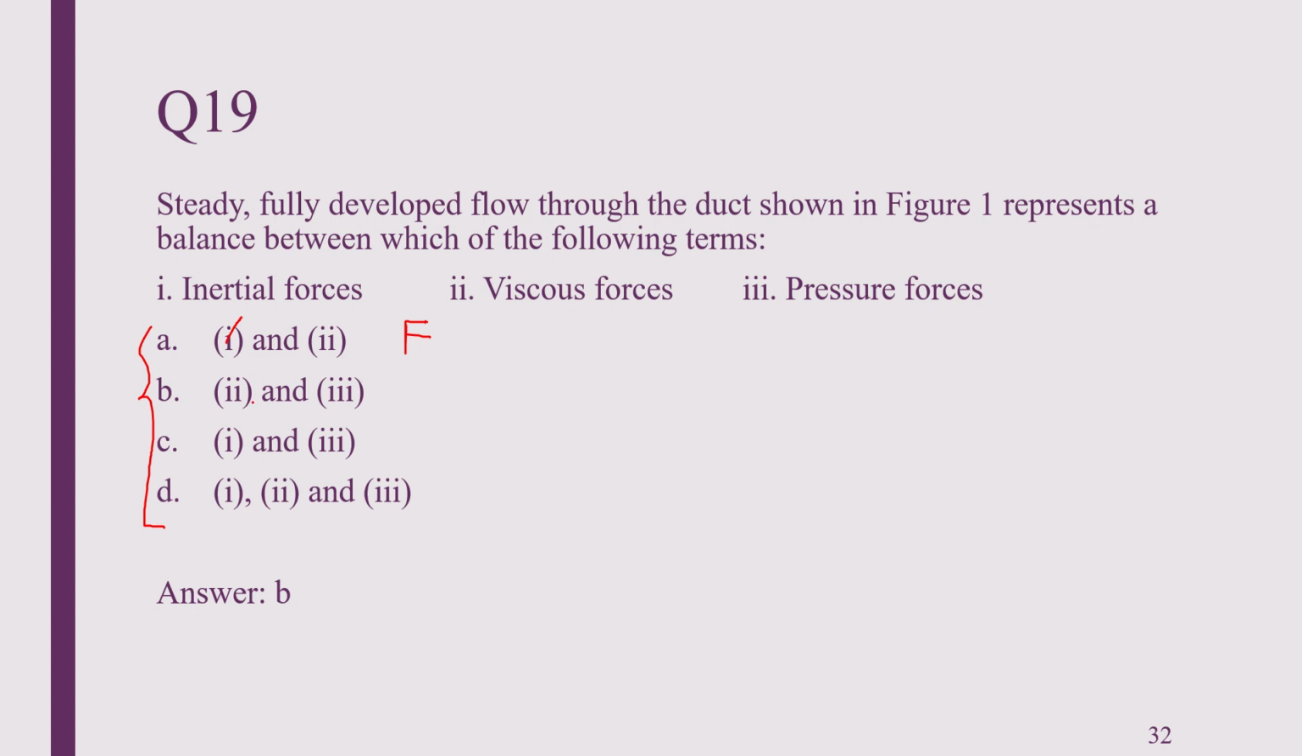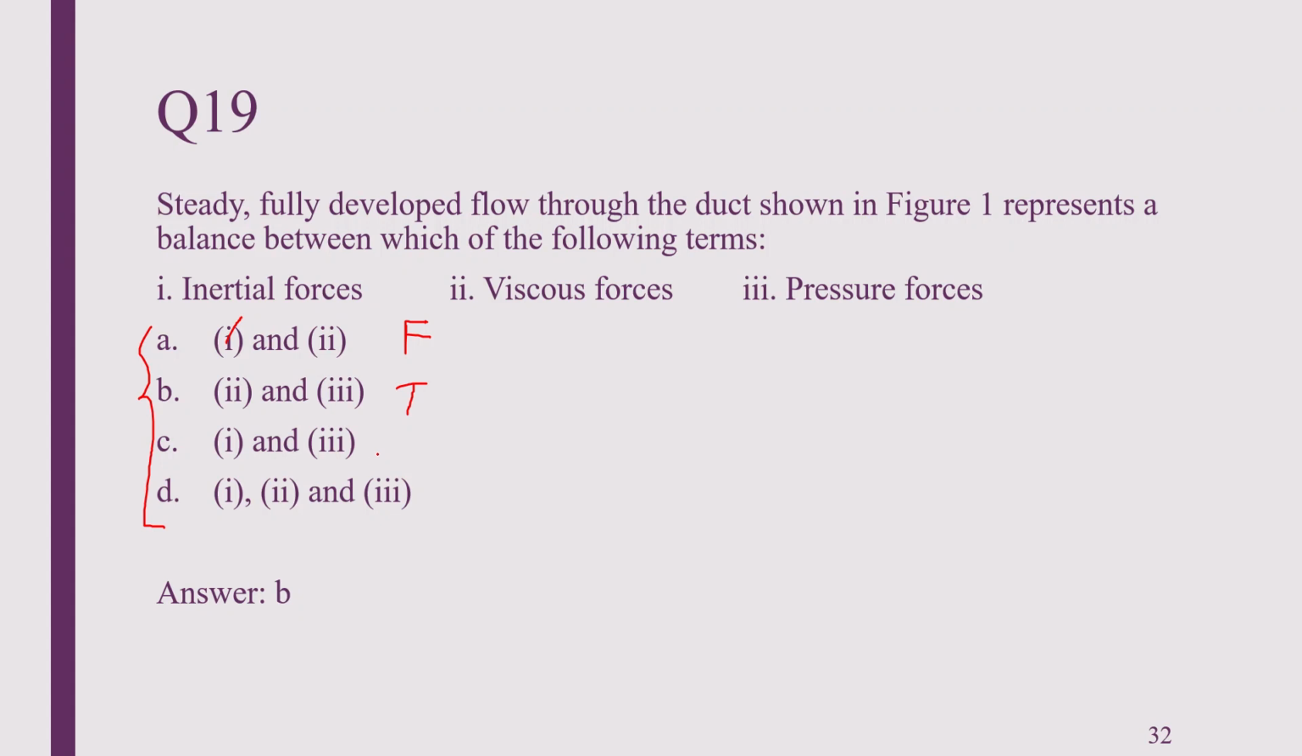Again, option B, it is 2 and 3. 2 and 3 is right because we are balancing between viscous force and pressure force. So steady fully developed flow through the triangular duct in figure 1 represents the balance between which of the following forces. It is viscous forces and pressure forces.